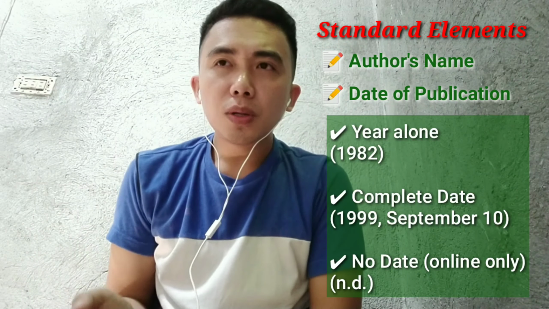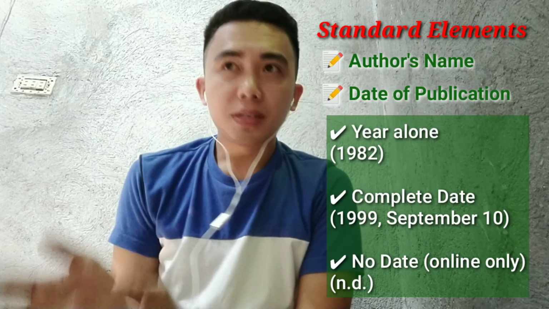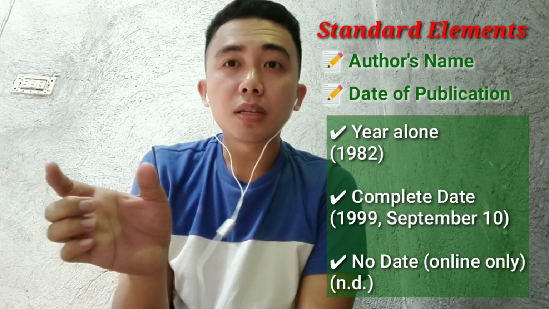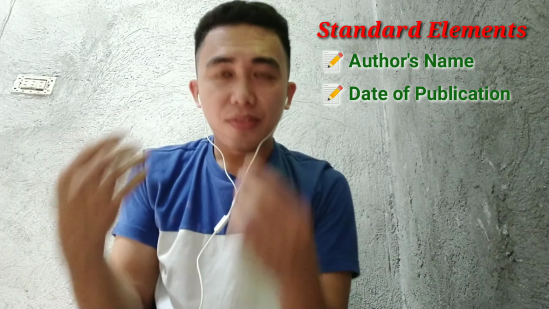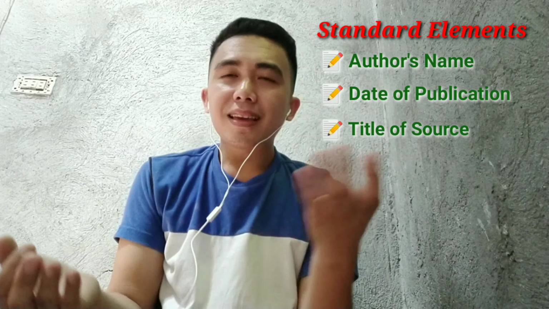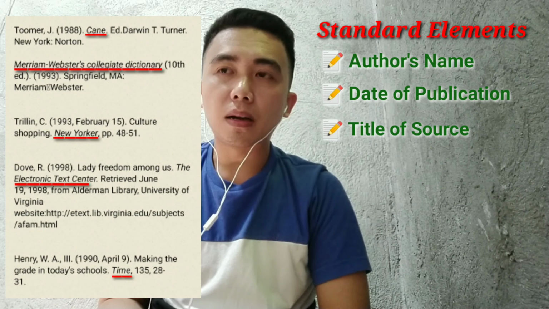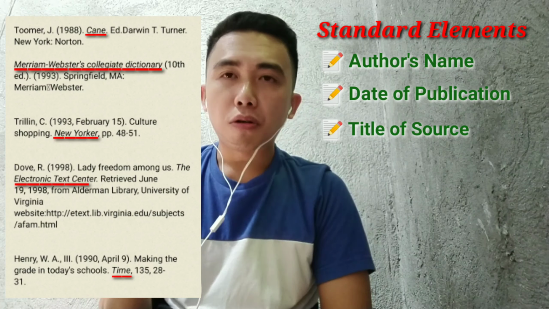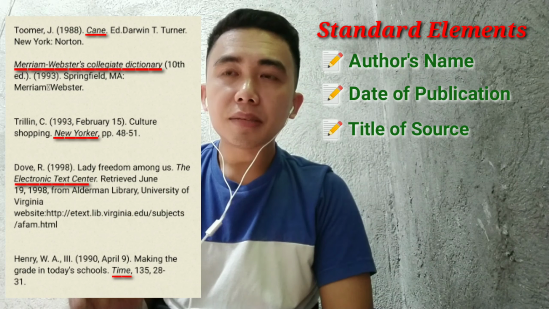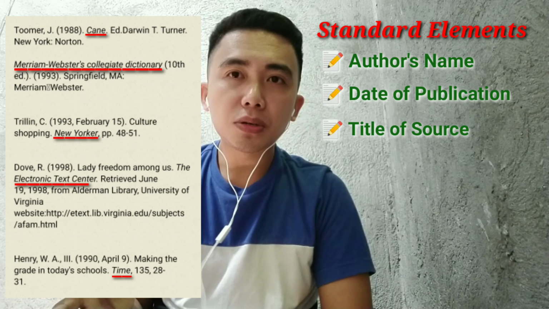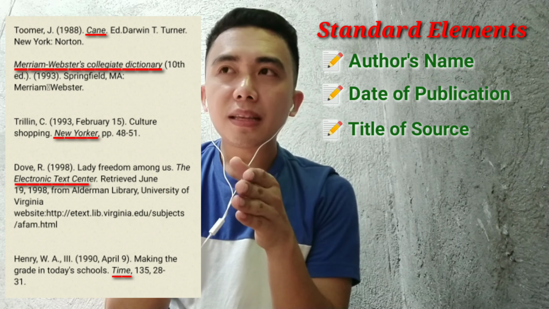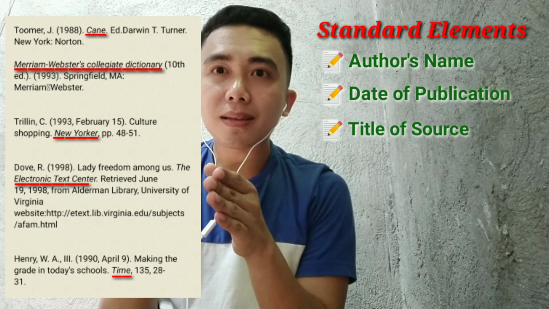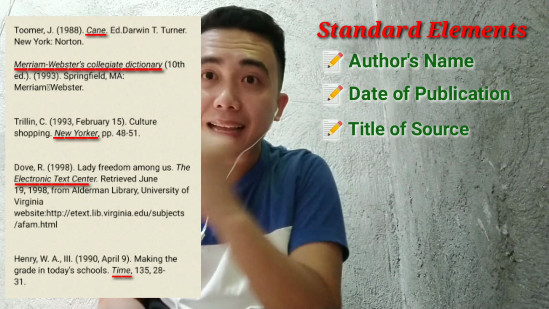The second element is the date of publication. At some point, you will only see the year, but there are instances where you can get the full date, including the month, the day, and the year of the publication. The third element is the title of the book, the magazine, the newspaper, the online source, or the encyclopedia or dictionary. And you have to type it italicized, meaning the words should be slanted.